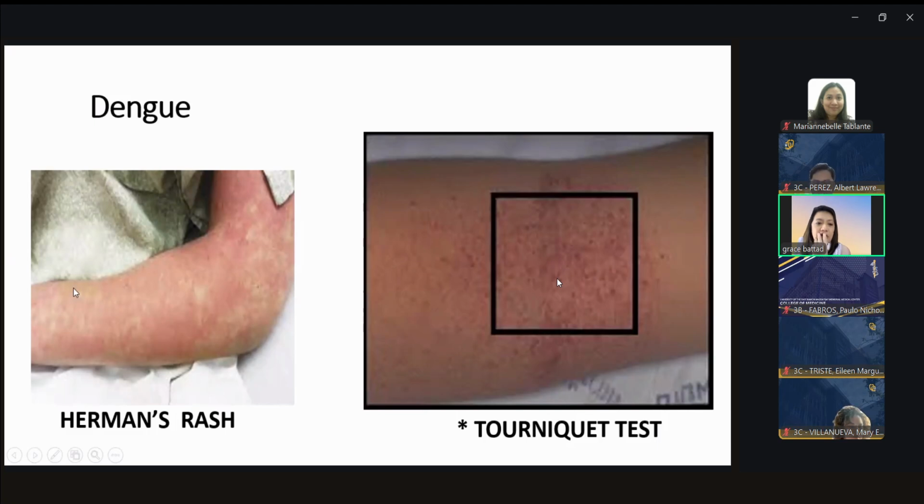And check for Herman's rash of dengue, which is a lace-like pattern. So your patient has dengue with severe abdominal pain. This is very important: sometimes it is mistaken for acute appendicitis.